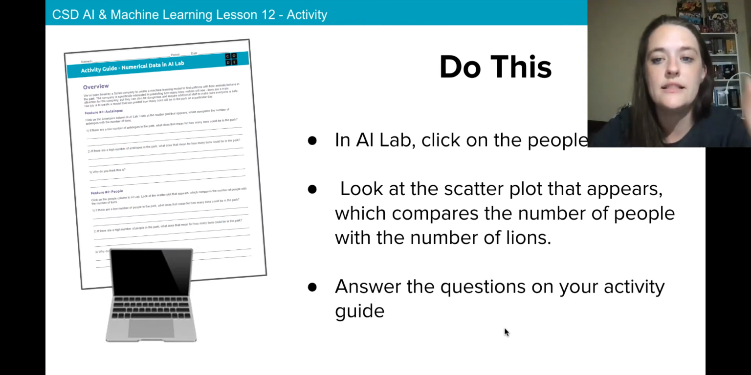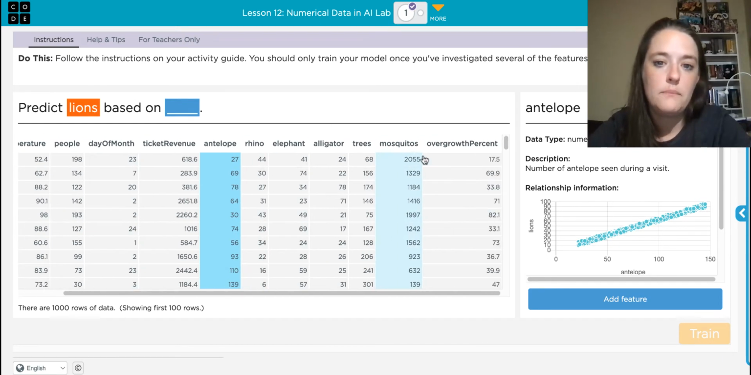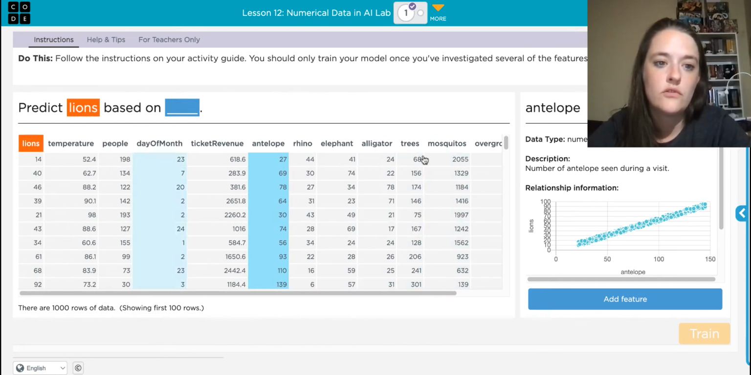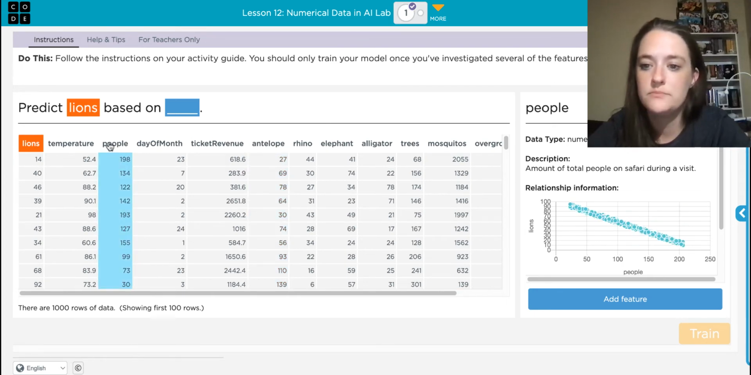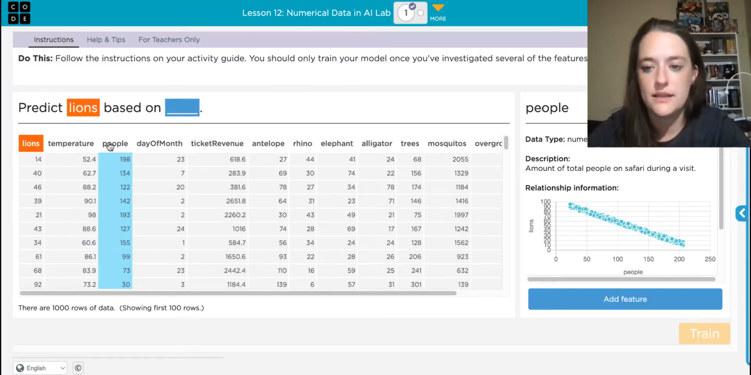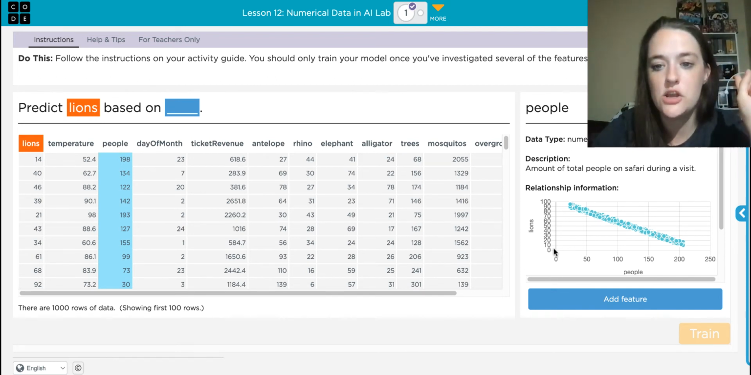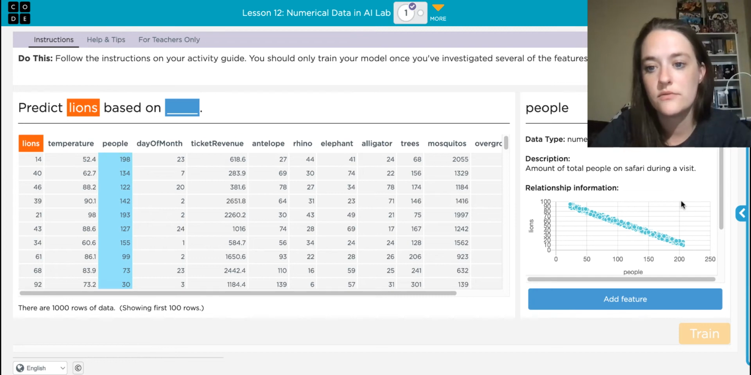All right, in AI Lab, click on the People column. This is the third column. Look at the scatter plot that appears, which compares the number of people with the number of lions. So this is literally the exact opposite of the antelope. The antelope started down here and went up. That, I believe, is called a direct relationship. And I believe this one is called an inverted relationship.